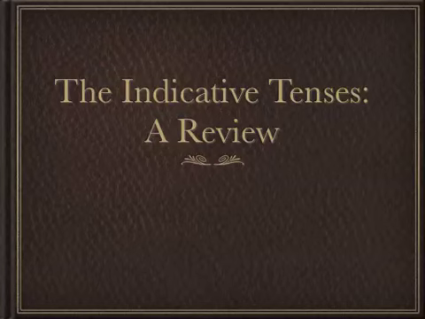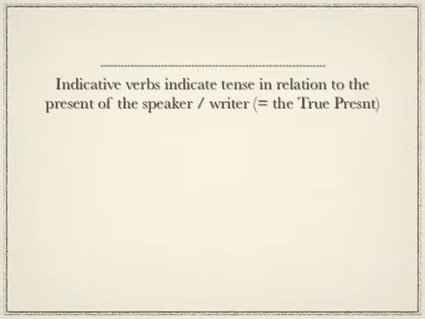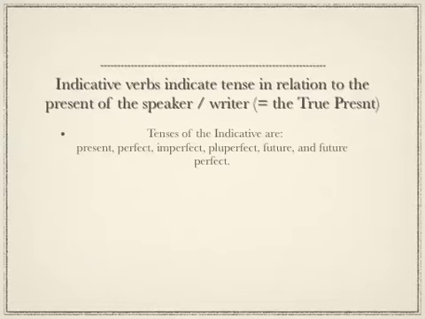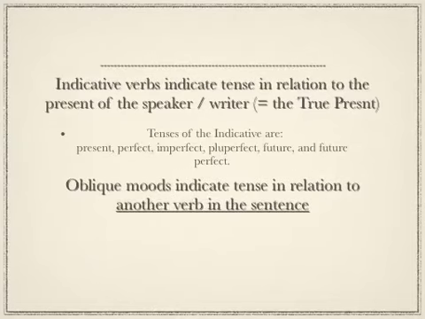Okay, so we're going to look at indicative tenses here. The first thing that we're going to take note of is that indicative tenses, the basic moods of assertion, indicate tense in relation to what we're going to call the true present, that is the present of the speaker or writer. The reason we're going through this is to distinguish them from oblique moods, which only indicate tense in relation to some other verb.